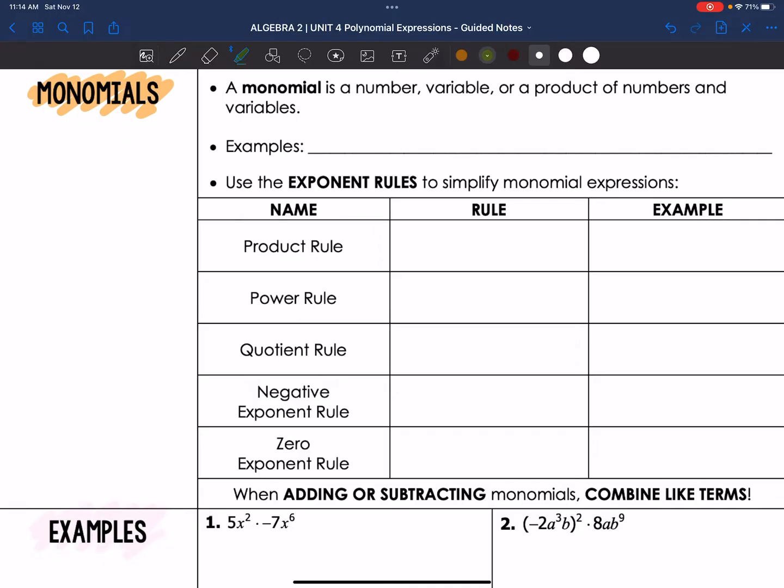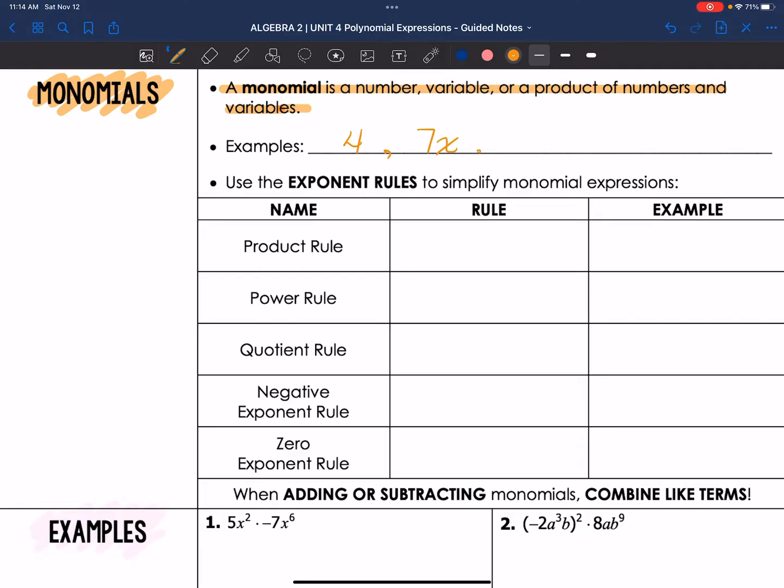What is a monomial? Let's begin there. A monomial is a number, a variable, or a product of numbers and variables. For example, we could have a monomial that looks like just the number 4. That's an example of a monomial. Mono meaning single, and nomial, meaning like number or expression. So 4 is a single expression.